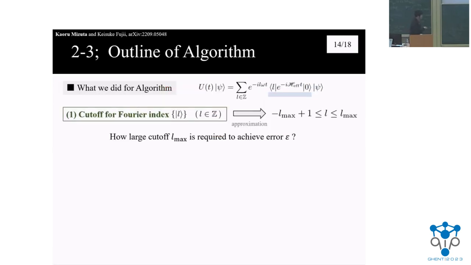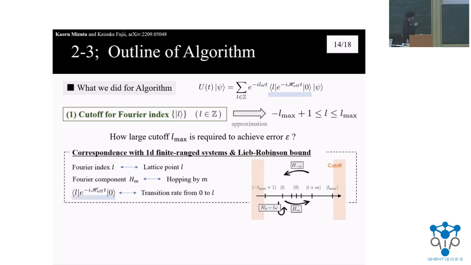In the first step, we introduced some cutoff Lmax for the Fourier indices. However, when we introduce a cutoff, there appears some approximation. So how large a cutoff Lmax is required to achieve error epsilon? In order to derive a proper cutoff, we use a discussion based on the Lieb-Robinson bound.